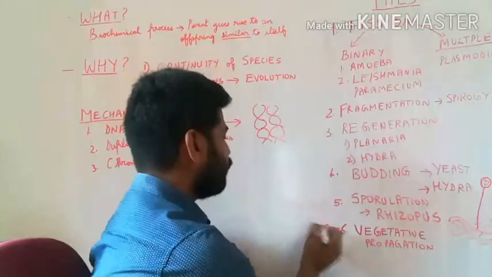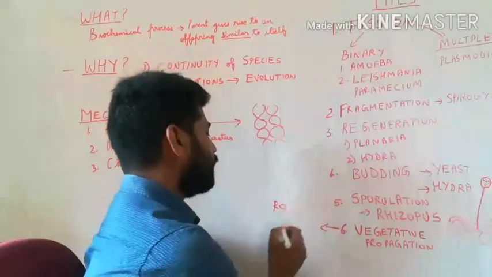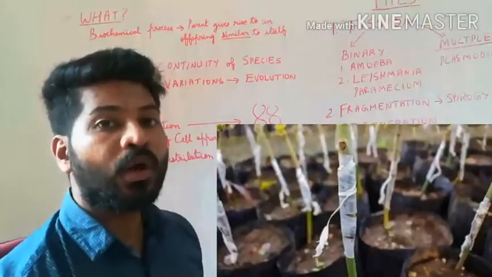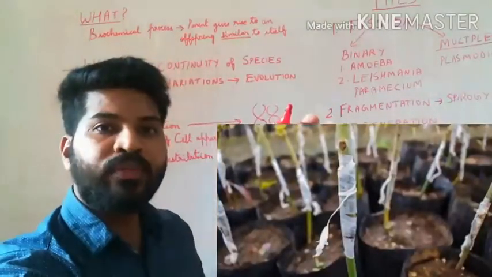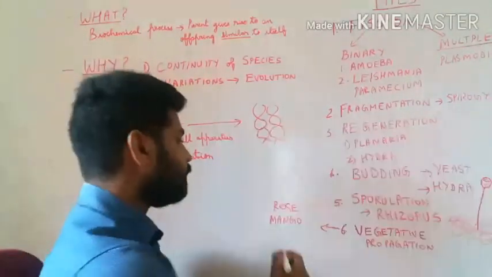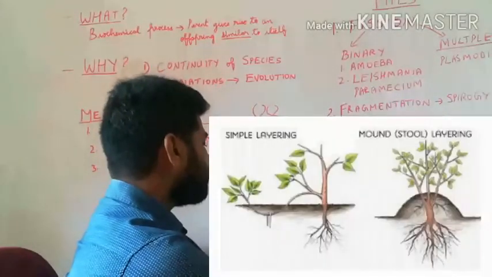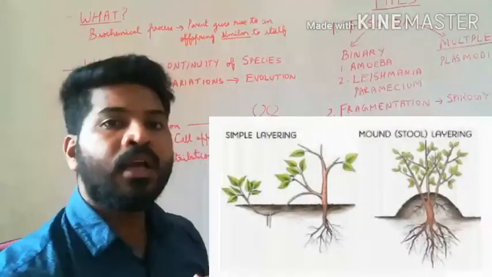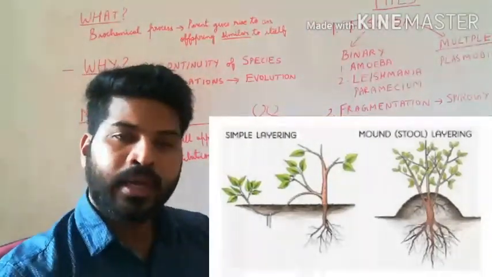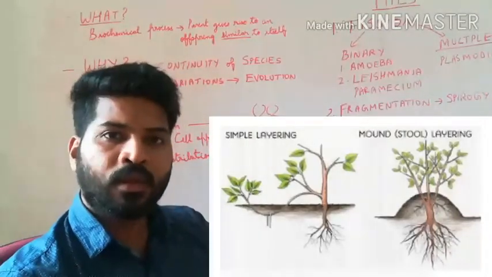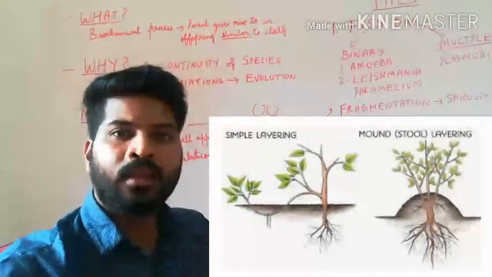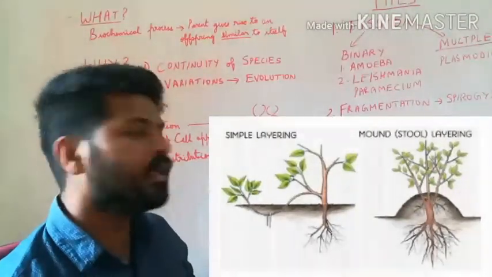For example, in the case of rose, we have cutting. Even in the case of mango, we can use a technique called grafting, where two different stems are joined and tied to produce a new plant, a graft. In the case of jasmine, we use a technique called layering. A branch is pulled down, taken to the ground, and covered with soil. This portion of stem that is covered by soil produces new roots. You can just cut this stem and you have a new plant, called layering.